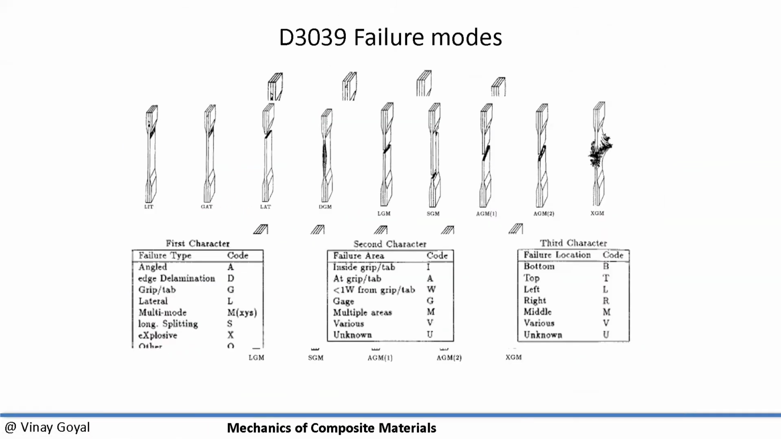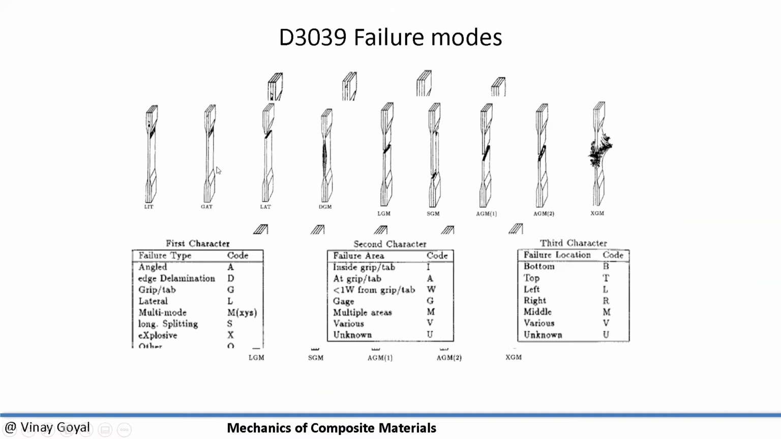What are the typical failure modes you could have in a tensile test configuration? You can have various failure modes. To understand it very well, you want to understand these characters here at the bottom. LIT, for example. L here is the first character, and you go to this table and it explains how to use it. L here means lateral. I here means inside grip tab. And then the third character provides a failure location. So in this case, LIT, T means top. So here we failed at the very top.